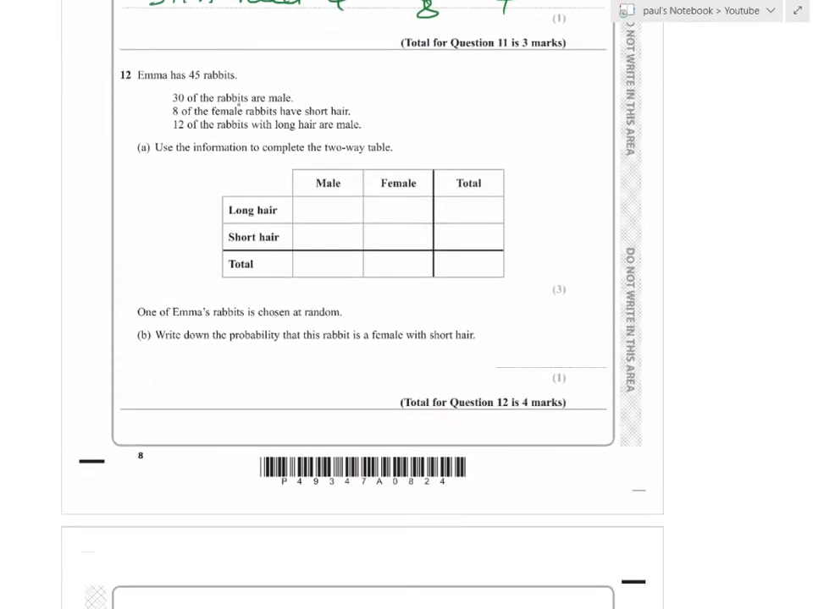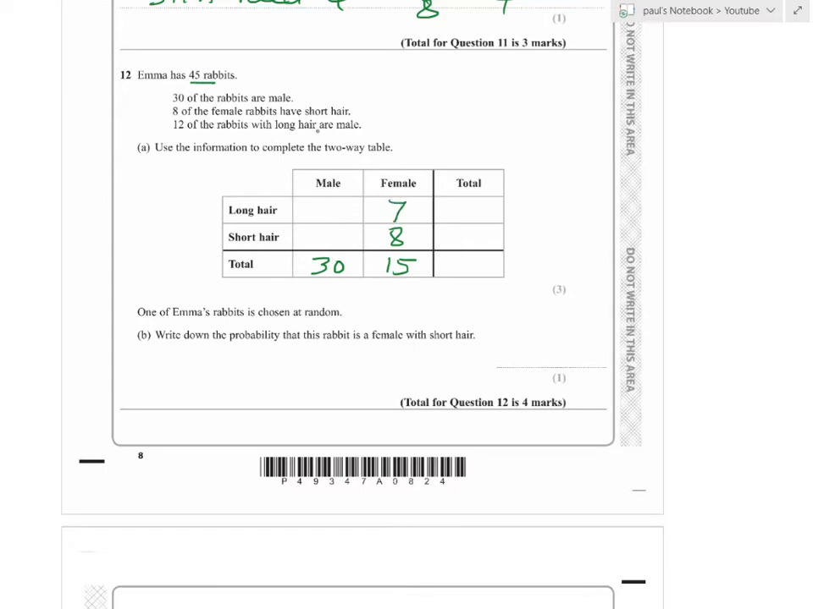45 rabbits, 30 of the rabbits are male. So we've got 30 males. 8 female rabbits have short hair. So we've got 45 rabbits, so there must be 15 females, 8 of which have short hair, therefore 7 have long hair.